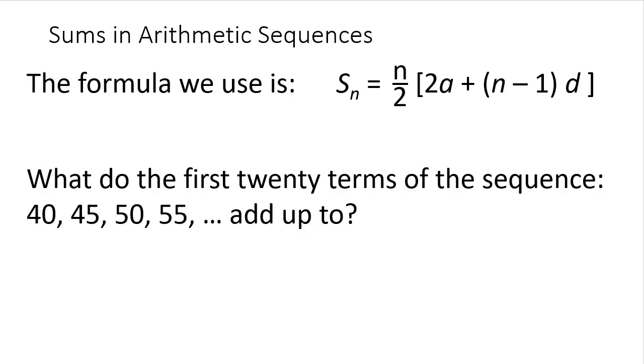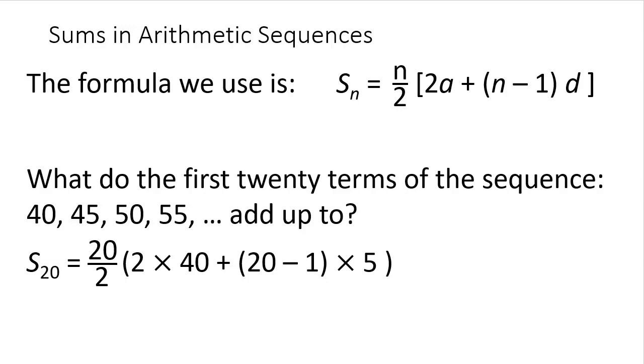What do the first 20 terms of this sequence add up to? Well, we stick our values in, and this is how we know what they are. We're finding a sum because the question asks us what do they add up to. Our n is 20 because we are asked what are the first 20 terms. Our starting value a is 40, and the common difference d is 5 because we're adding 5 each time. Stick it in the calculator, and there we have it, the sum 1750.